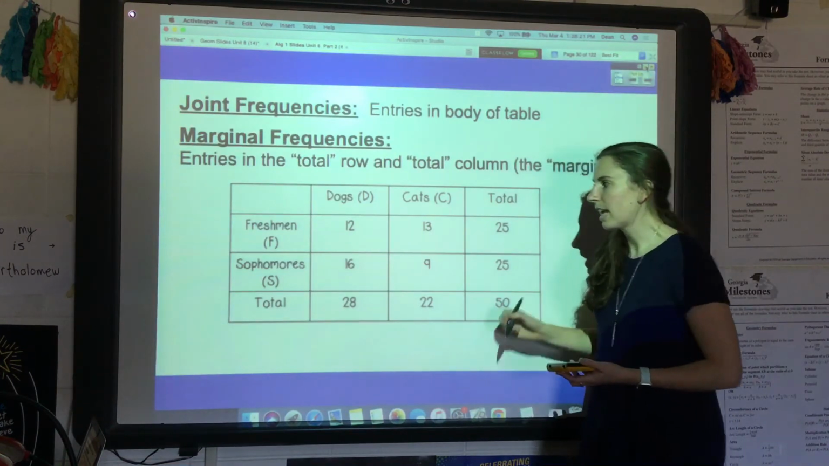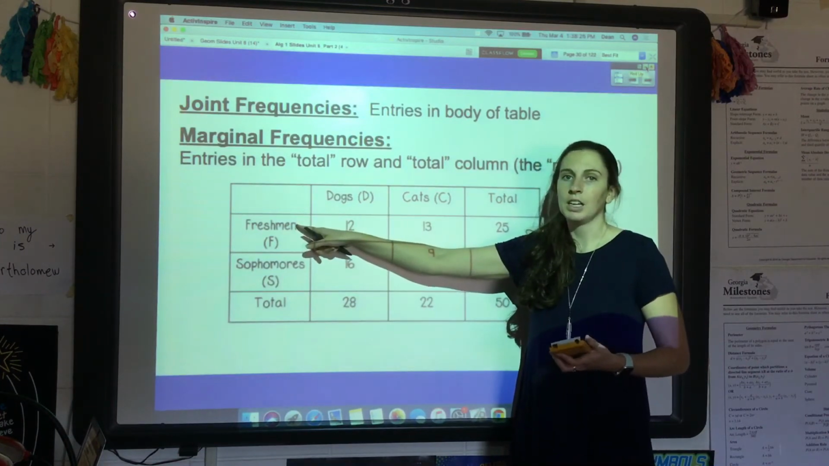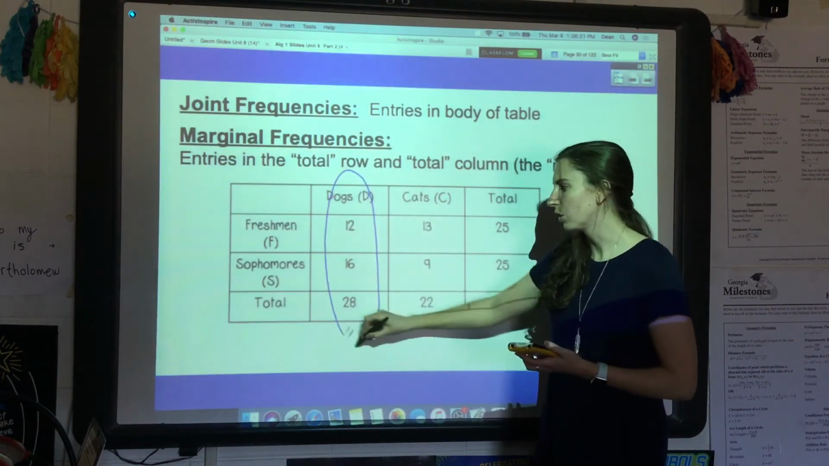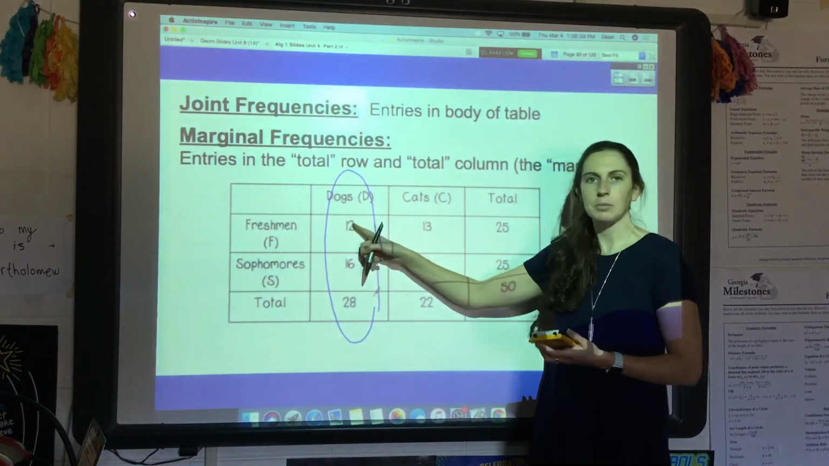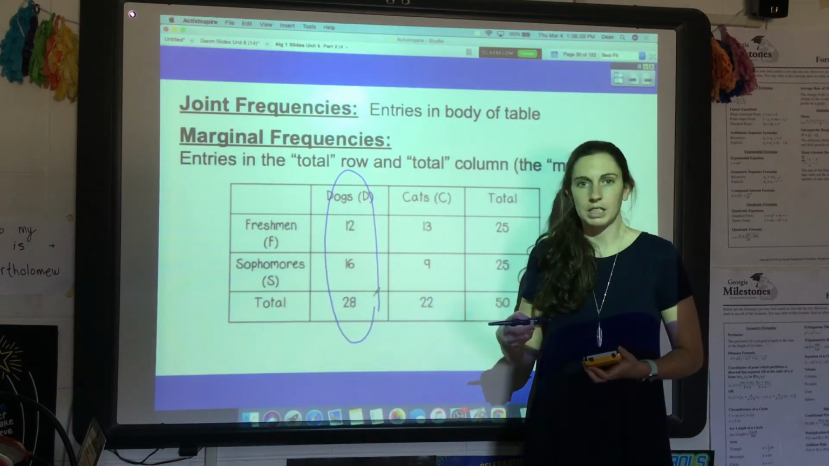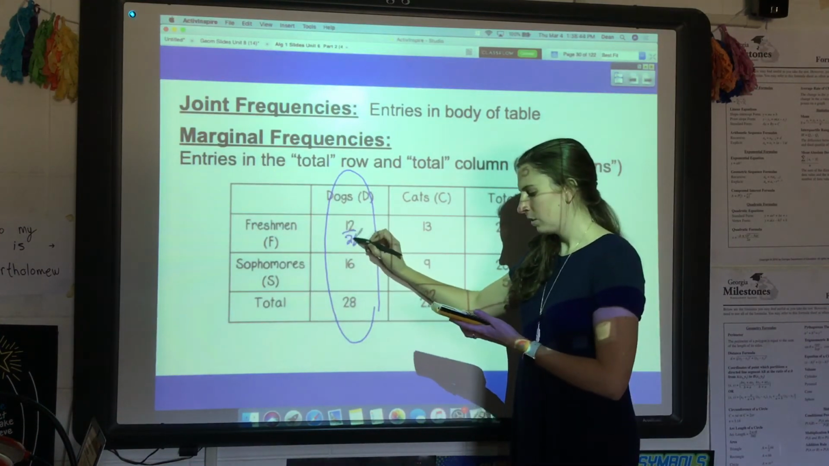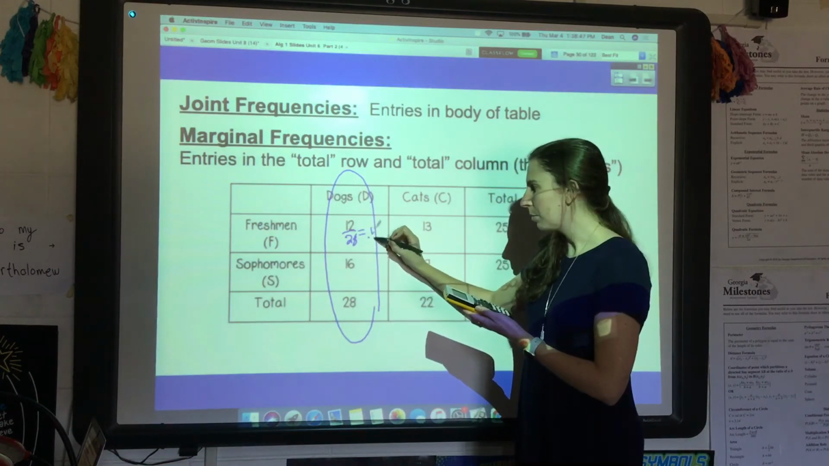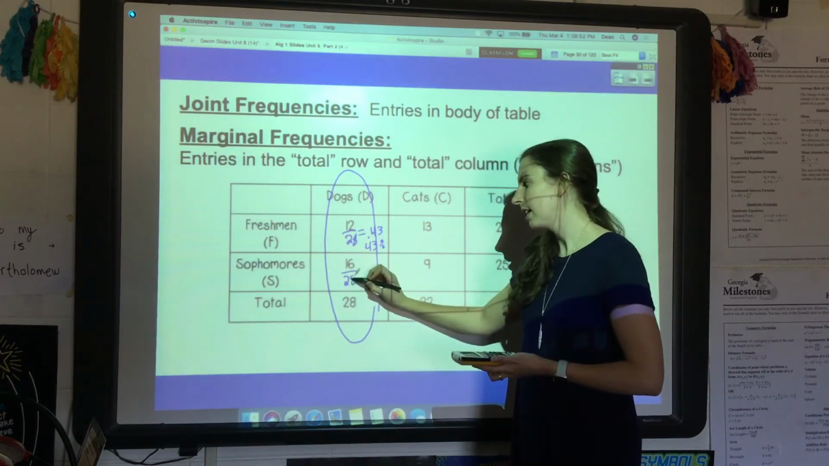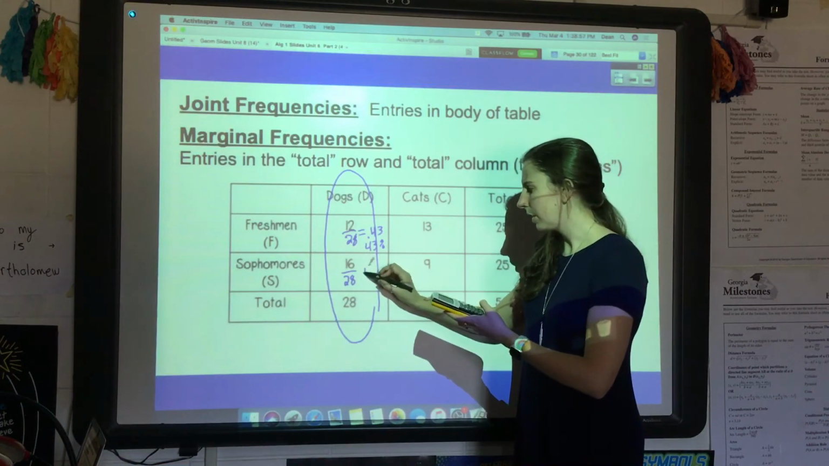So rather than saying, what's the probability that you like dogs given that you're a freshman, why don't we flip that around? Given that you like dogs, what's the probability that you're a freshman? It's still that same 12, but in this case it's out of the 28 people who picked dogs. So 12 out of 28 would be about 0.43 or about 43%. And then if we did 16 out of the 28, we would get about 57%.